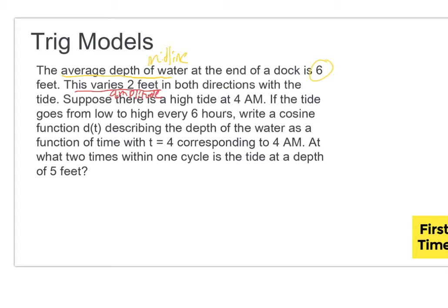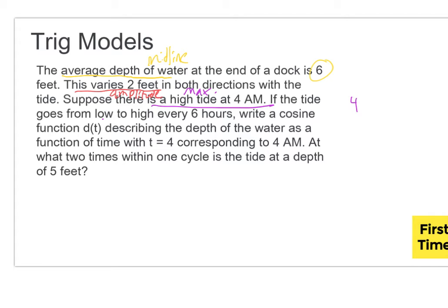And there's a high tide at 4 a.m. So this is a max. If the tide goes from low to high every 6 hours, okay, so we have to know something about tides, that this is always going to be equal. So it's going to go up and then back down and then up and then back down every 6 hours. So we're looking at something like this.